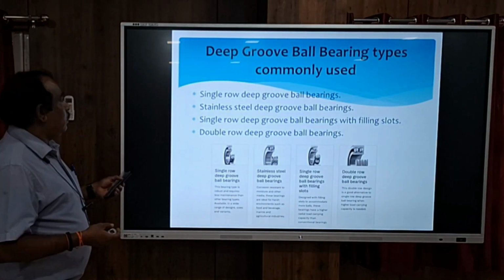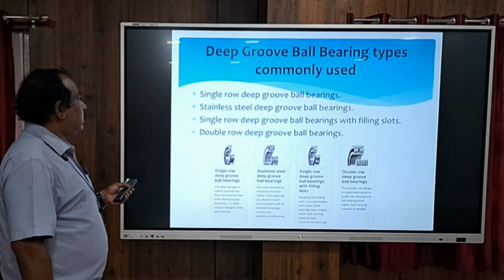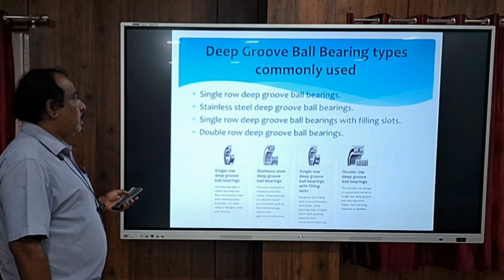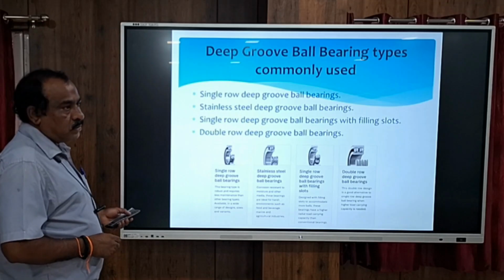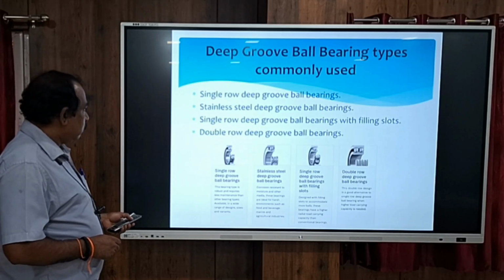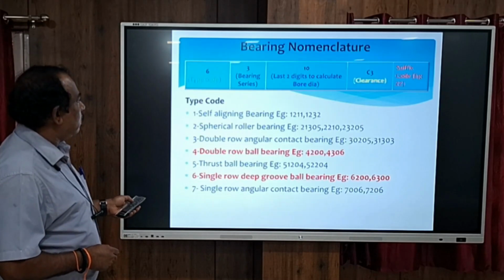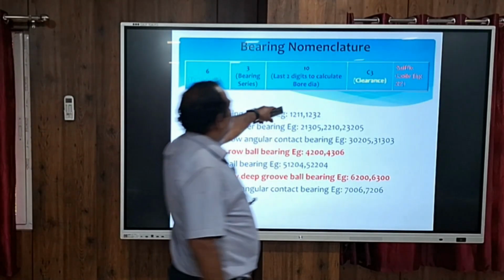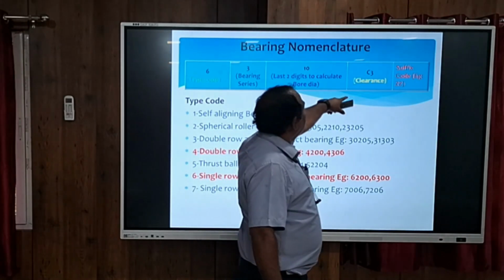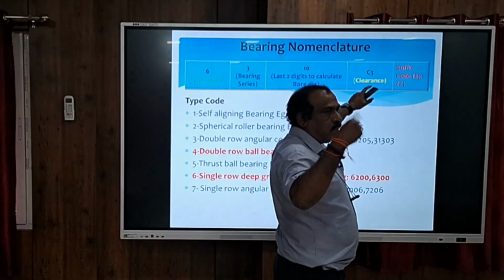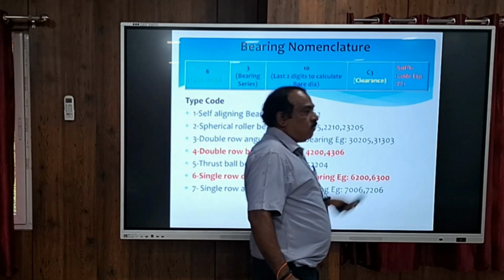And commonly used bearings are single row deep groove ball bearing, stainless steel deep groove ball bearing, single row deep groove ball bearing with filling slots, and double row deep groove ball bearings. And in the last, the clearance is also mentioned. These two digits give the bore dia of the bearing, and if we multiply by 5, the inner dia of the bearing will come. C3 is the clearance. And this is the code form.